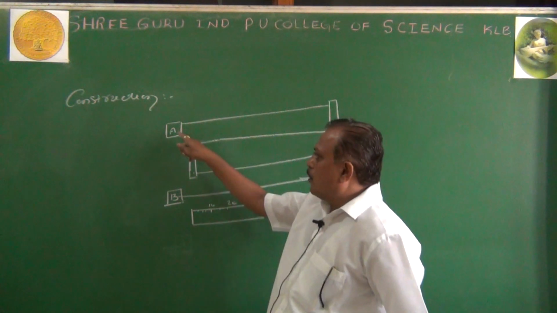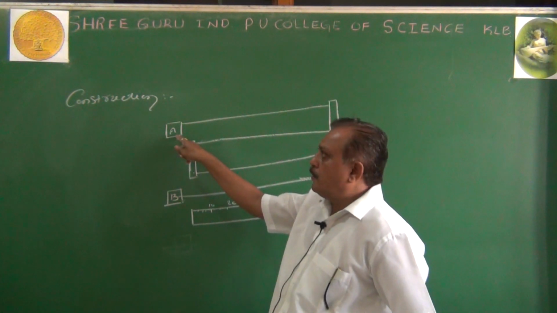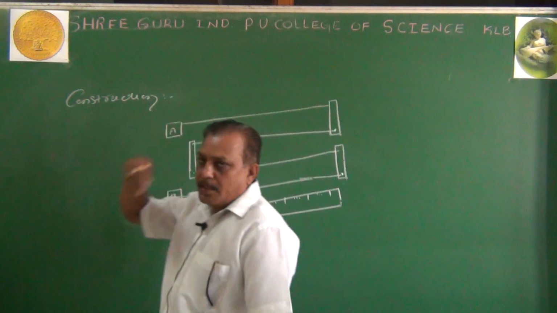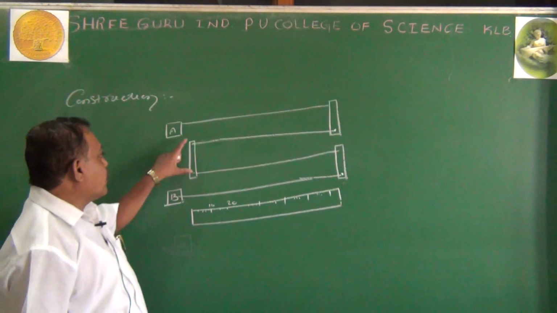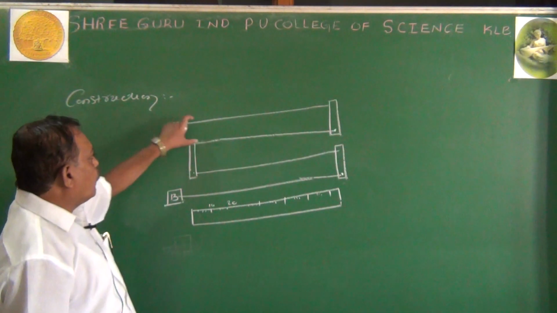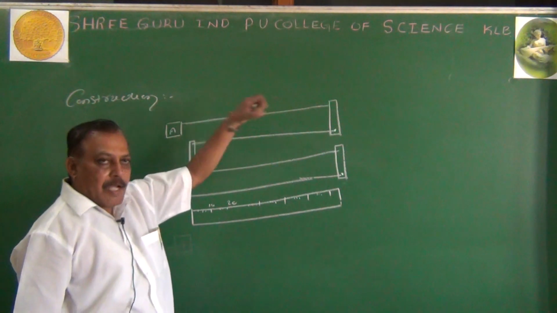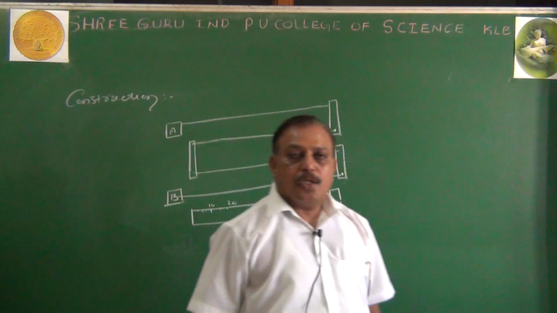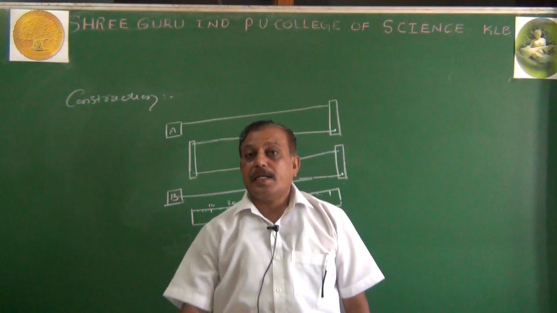We take the copper strip because they possess low resistivity. That resistivity should not be added with the resistivity of the copper wire. So we take the constantan and manganese alloy wires. They have a low temperature coefficient and high resistivity.